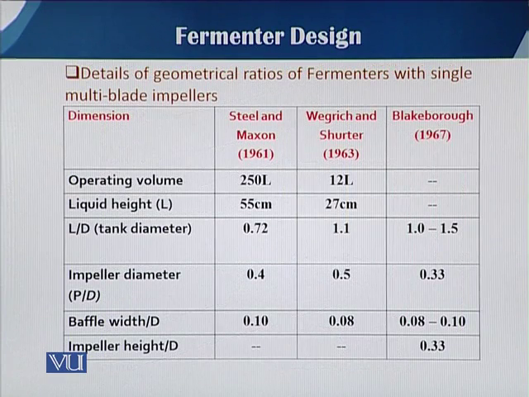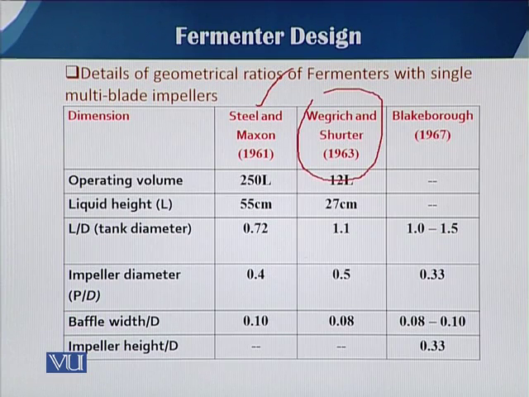in the literature, if we want to design a fermenter having a single impeller, there are 3 different models reported. One model was reported by Steele and Maxson in 1961, the second was reported by Wagerich and Shelton in 1963, and the third, which is very famous, is the fermenter with a single impeller reported by Blackborough in 1967. According to these 3 models, they mention different geometrical ratios.